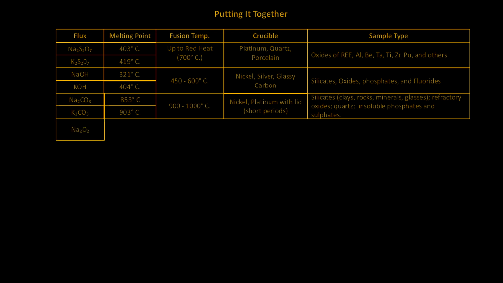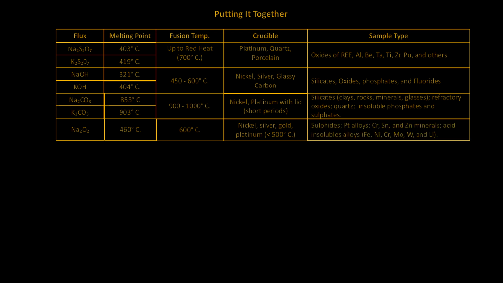Sodium peroxide melts at 460 degrees and fuses at 600 degrees centigrade. Nickel crucibles are most common. However, silver is also used. Platinum crucibles can be used if the temperature is kept lower than 500 degrees centigrade, usually for sintering. Sodium peroxide is used for samples that contain sulfides, chromium, tin, and zinc minerals, as well as acid-insoluble alloys of iron, nickel, chromium, molybdenum, tungsten, and lithium. It also includes the platinum group alloys.